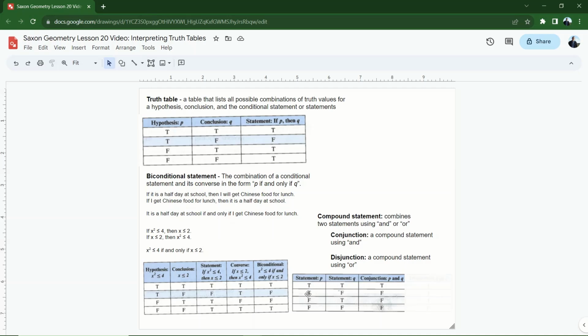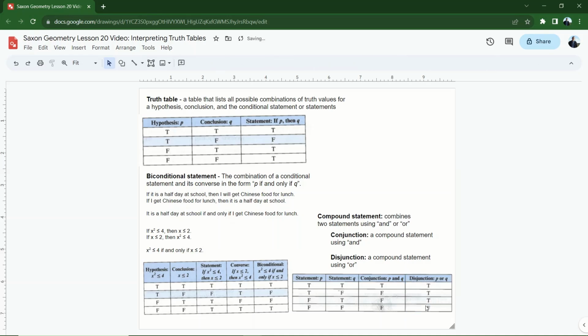If one of those things doesn't happen, if it's not really a half day of school, then the conjunction is false because both of those things didn't happen together. Or if it's a half day of school and I get pizza instead of Chinese food, that's also a false statement. And then obviously if both of them are false, it's not a half day of school and I don't get Chinese food for lunch. Now, because I'm looking at the truth of each statement instead of looking at it as a conditional statement, one thing dependent on the other, if either of these are false or if both of them are false, my conjunction is false.